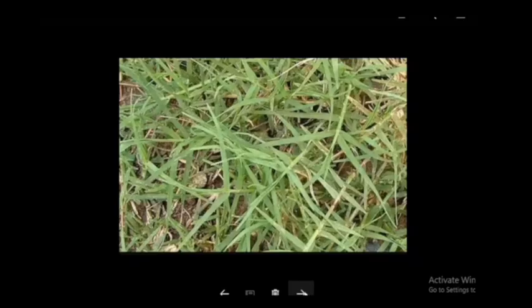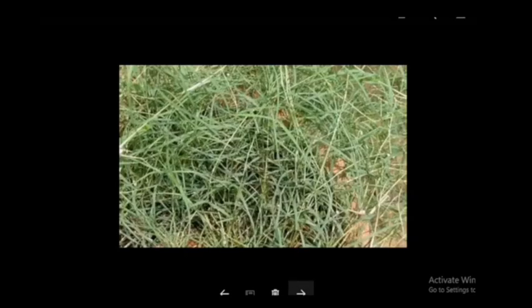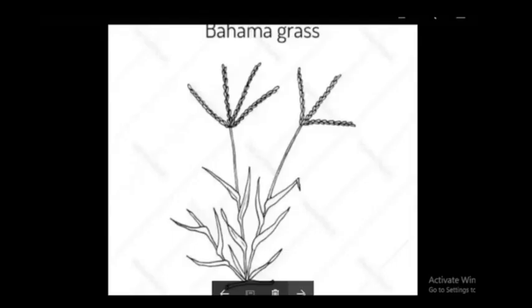So these are other pictures of the Bahama grass or the Bermuda. It can actually be nurtured properly and cultivated to make lawns. This particular grass, you can see it. So this is how it looks. When it is properly mowed, it can be used to make a sweet lawn. Now this is what the plant is.